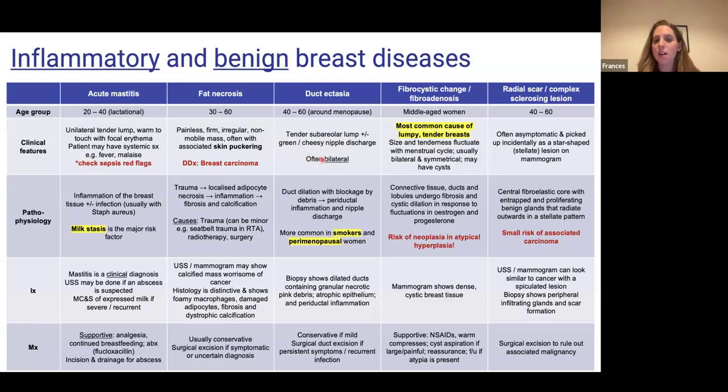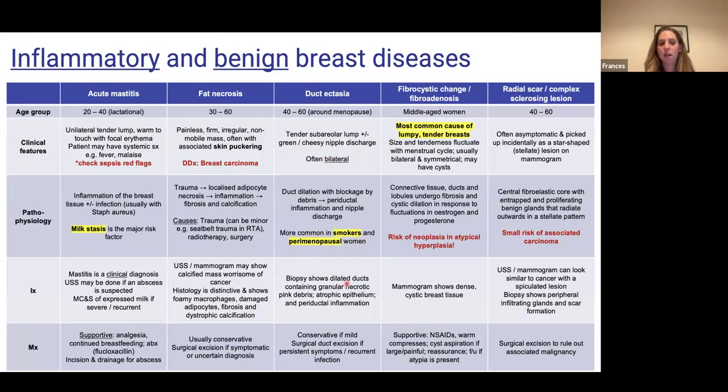The reason that you get duct ectasia is because with age, the ducts will weaken and dilate out, they widen, and then they basically get blocked by cellular debris, and that causes inflammation and that causes nipple discharge. So you also often see it in smokers. That's the other very key risk factor here. And again, smoking affects the whole body, so it's going to affect both breasts.